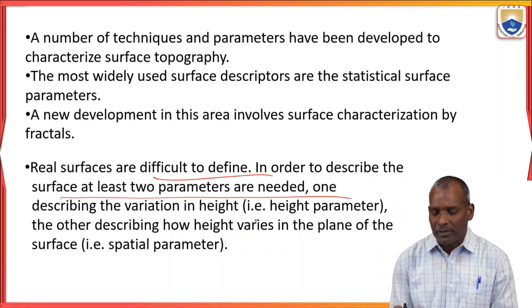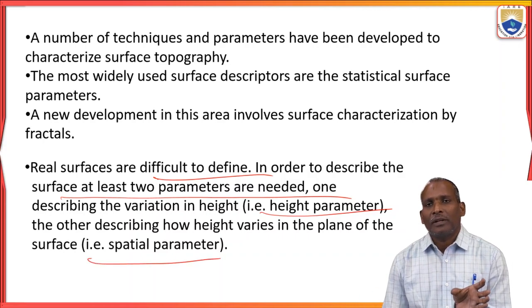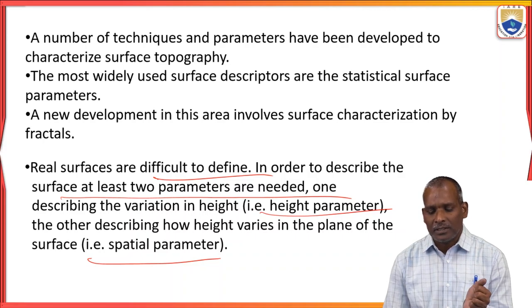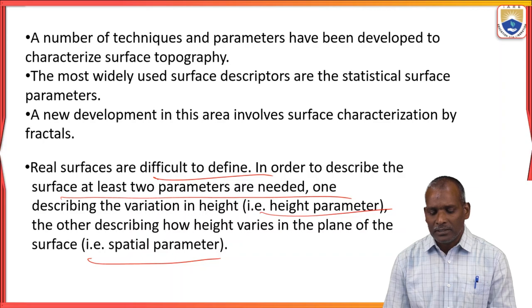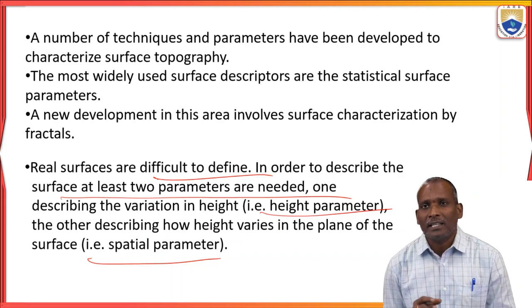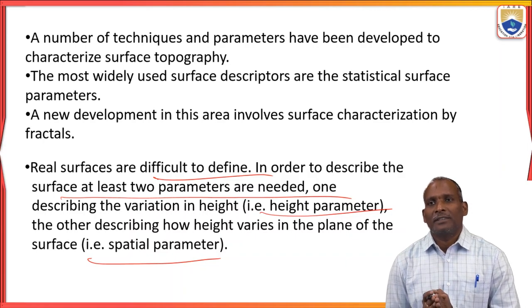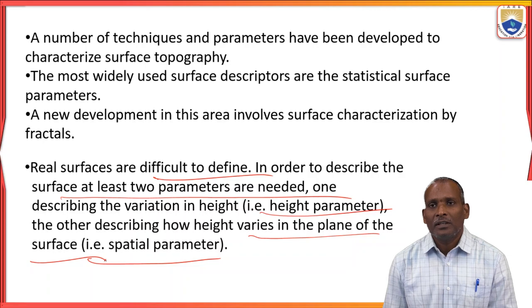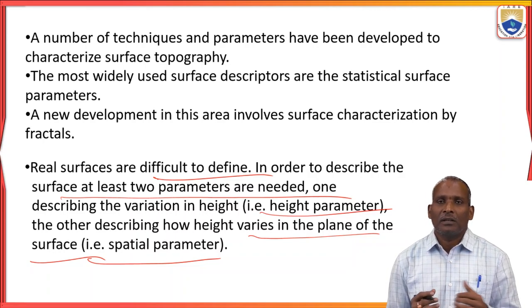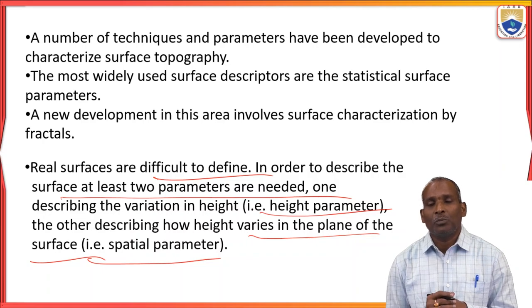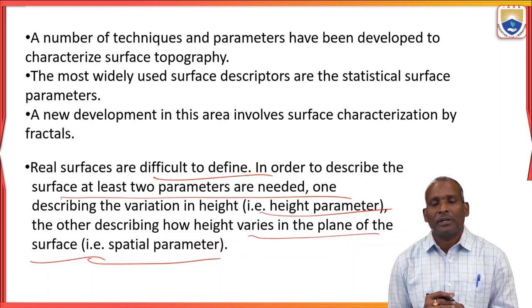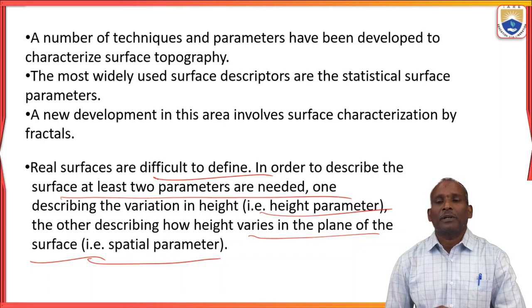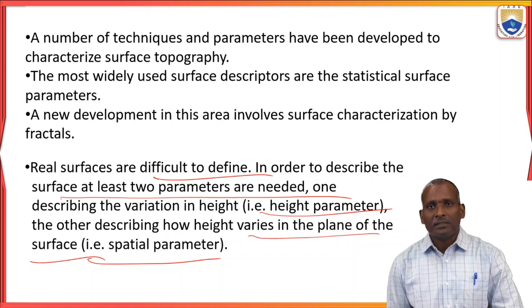So, what are the parameters? One is height parameters. Clear? And then spatial parameters. Whenever you are defining surfaces, two parameters are important. One describes the variation in height, the height characteristics that you have to calculate by using different methods. And similarly, how height varies in the plane of the surface, that is the spatial parameter. These two parameters, height and spatial, you can use to define the surface.